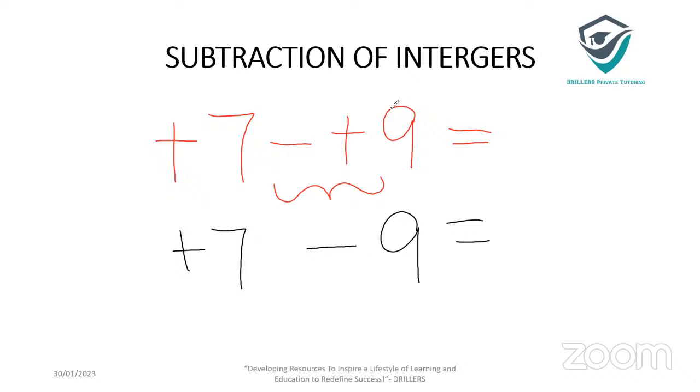Different signs, we subtract and keep the sign of the larger number. So 9 take away 7 will give us 2. And the larger number is -9. So this is going to be -2. So our answer is -2. So +7 take away +9 gives us -2.